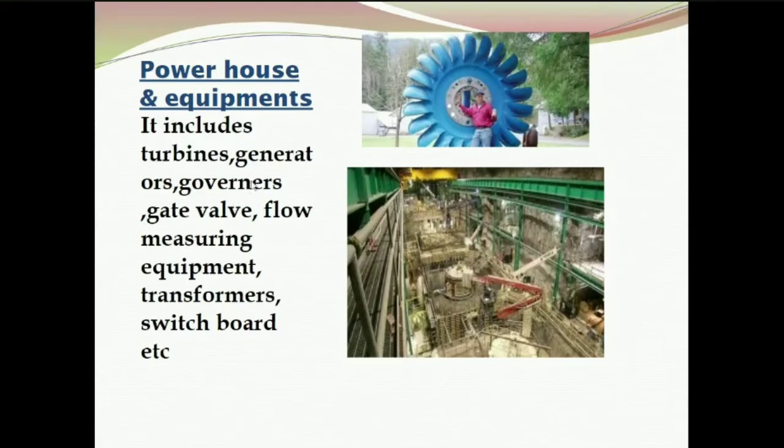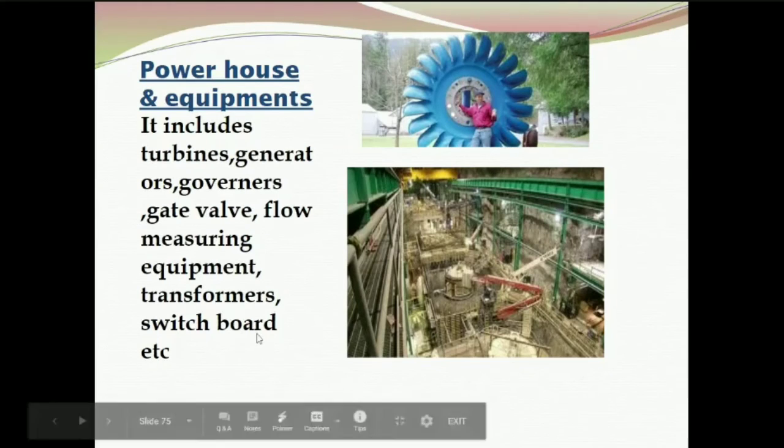Governor controls the intake of water and controls the speed of the turbine according to load demand. Then gate valve allows the entry of water into the penstock pipe. Then flow measuring equipments measure the speed of water coming. Then transformers are used to step up the electricity voltage being generated in the generators. Then switchboards for proper controlling.